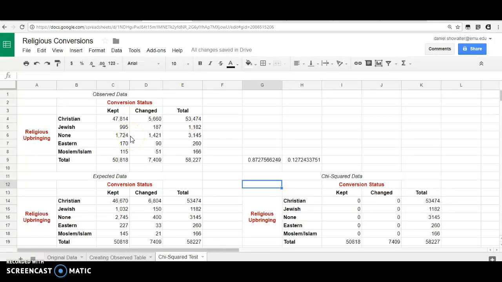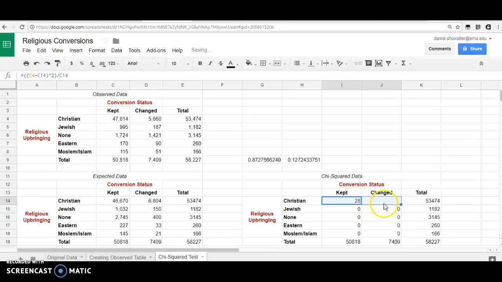What we want to see is whether this is just our sample, or could we say that this is an actual significant trend in the population as a whole? And then interpreting that trend is a fun but entirely different question. So this is based on a formula. For each cell, we're going to take the difference between the observed and the expected. So these were Christians who kept their religion. We're going to square that, and then we're going to divide that by the expected again. So that expected shows up twice in that formula.